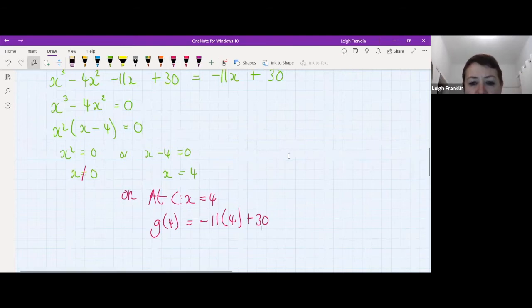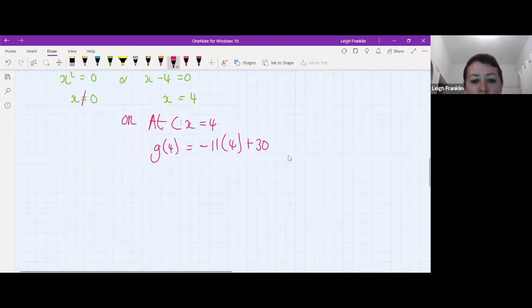And we're expecting a negative y answer. So we've got negative 44 plus 30, and that gives us negative 14. Good. Oh, wow. Look at that. Juanita's got it. Nomfundo's got it. Anga's got it. Tato's got it.